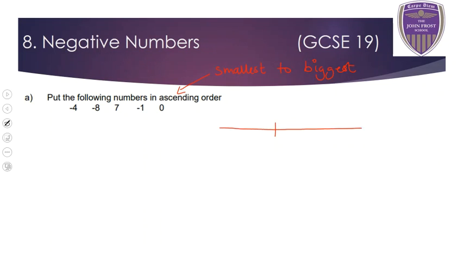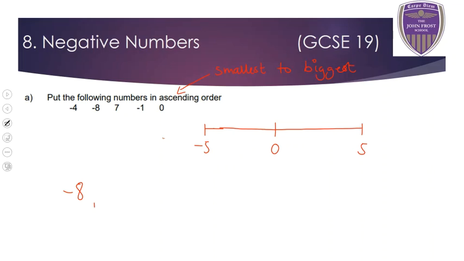I won't do every single one, but let's say 0 is in the middle here. This was -5. This was 5. Okay, so -8 is the smallest number there, isn't it? Because -8 would be down here somewhere on the number line. Yeah, so -8 is the smallest one.